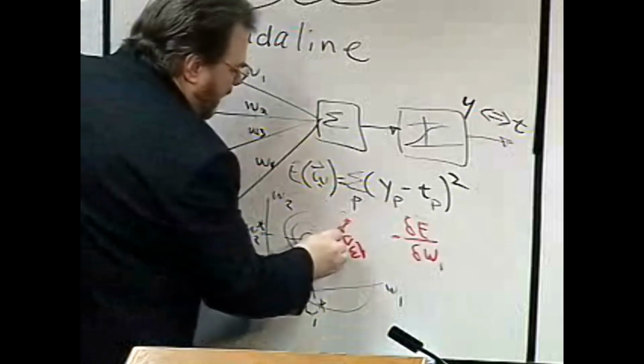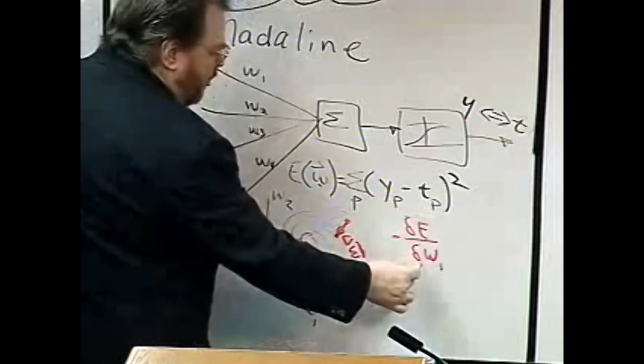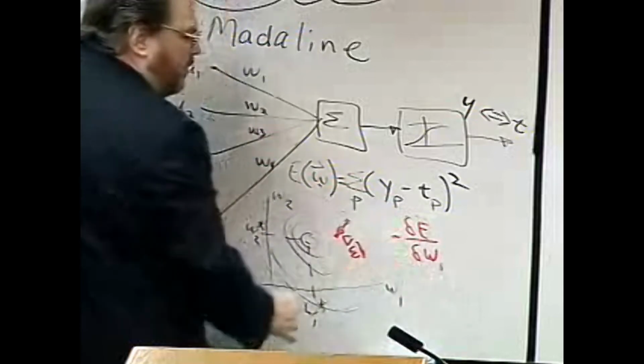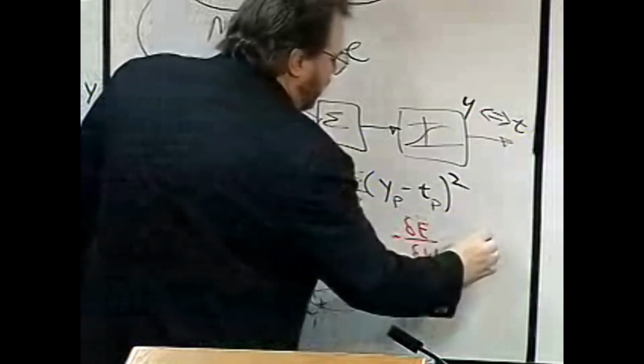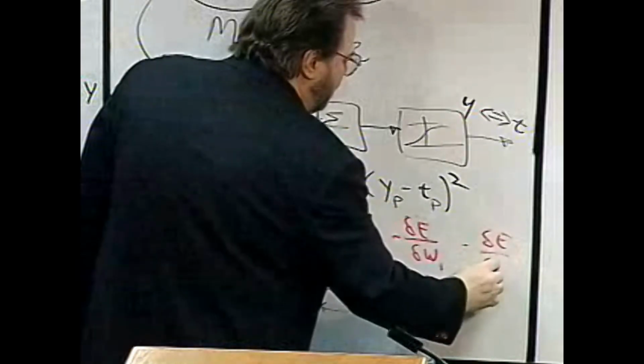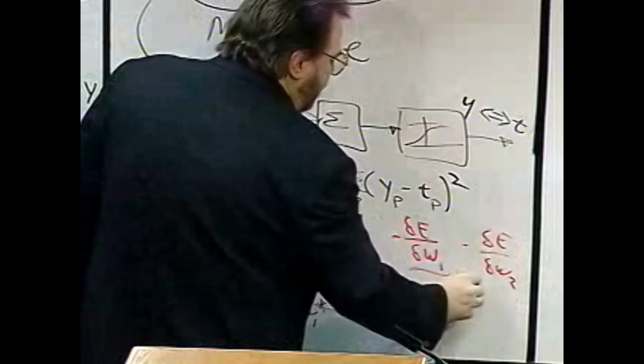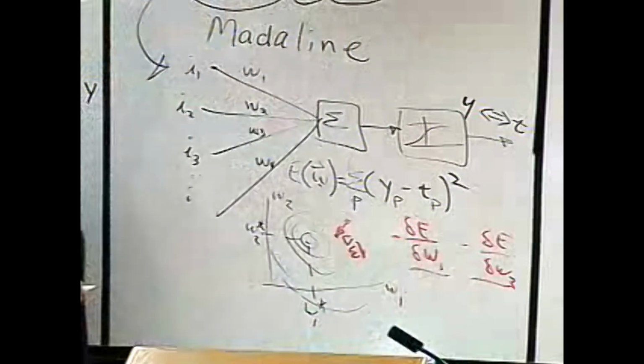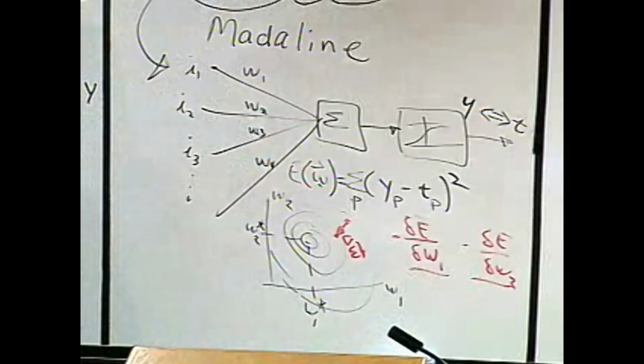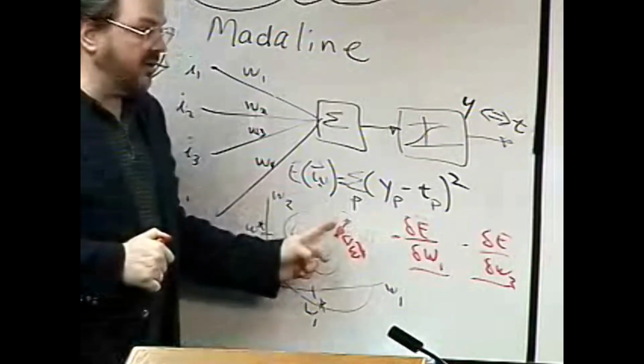So an element of this in the W1 direction is a partial of E with respect to W1. The other one is the partial of E with respect to W2, etc. So if we determine all of these, and then we determine a step size associated with it, this gives us kind of a direction on how steep it is downhill.